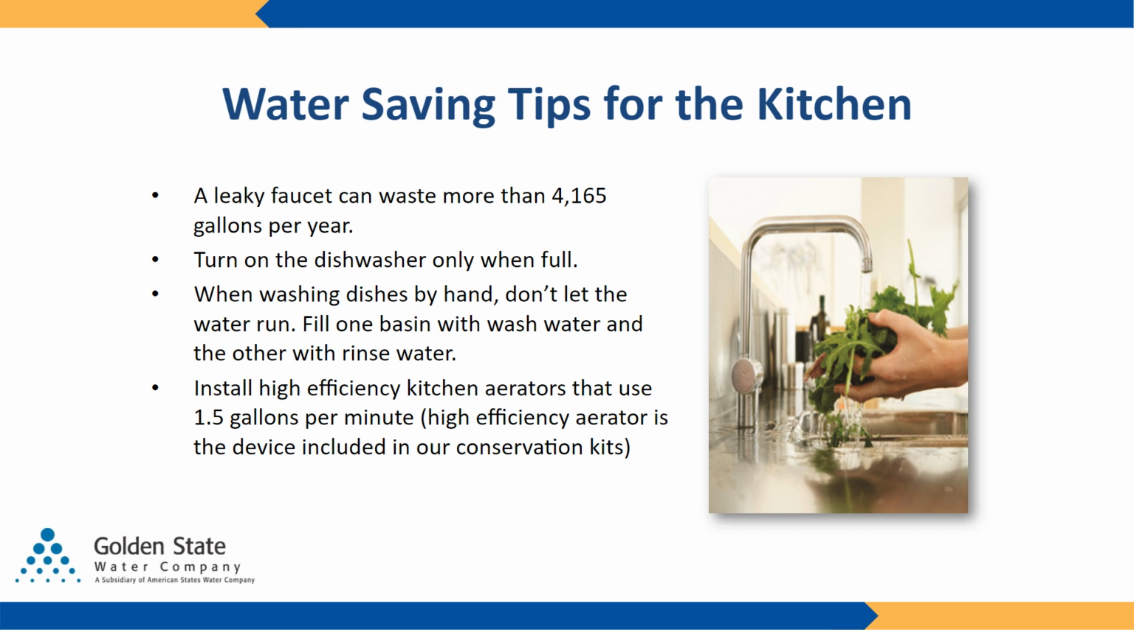Another way to save water in the kitchen is to install aerators on the kitchen faucet to reduce flow to less than 1.5 gallons per minute. You can get an aerator for free in our conservation kits.